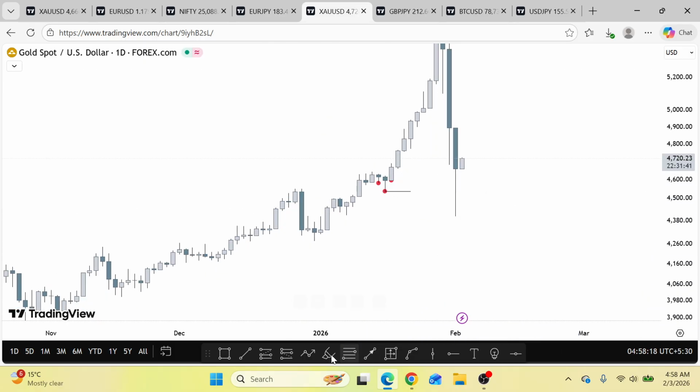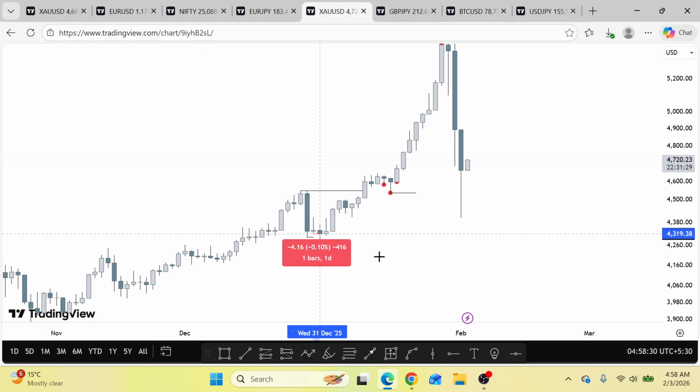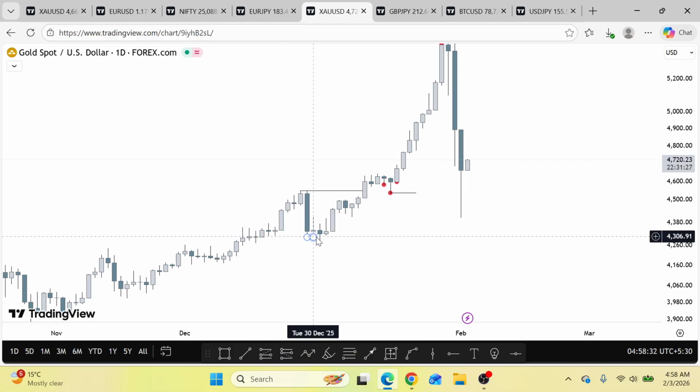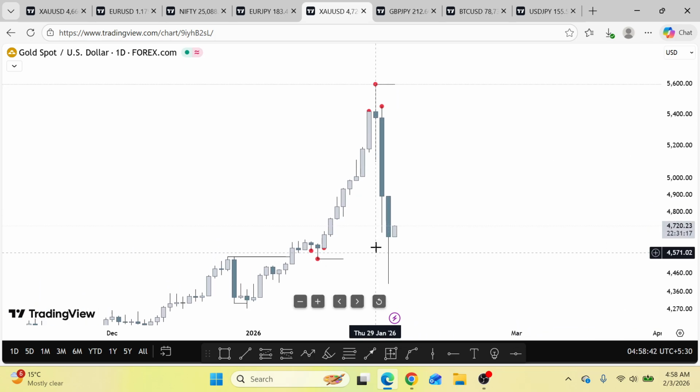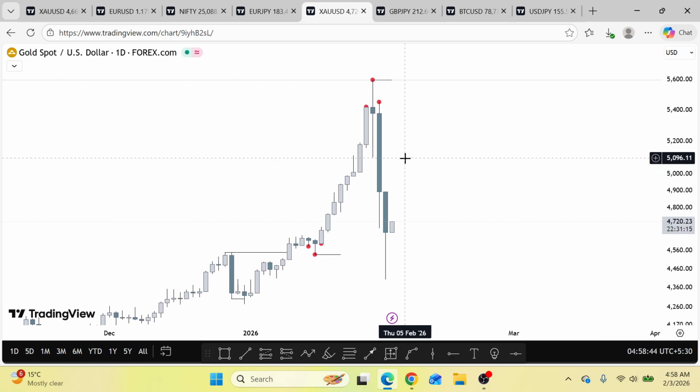In every market we have some swing highs. Here we have a swing high, here we have a swing low. The market is sweeping this swing low and then moving towards this swing high. So the first type of liquidity we have in the market is the swing point, either swing high or swing low.